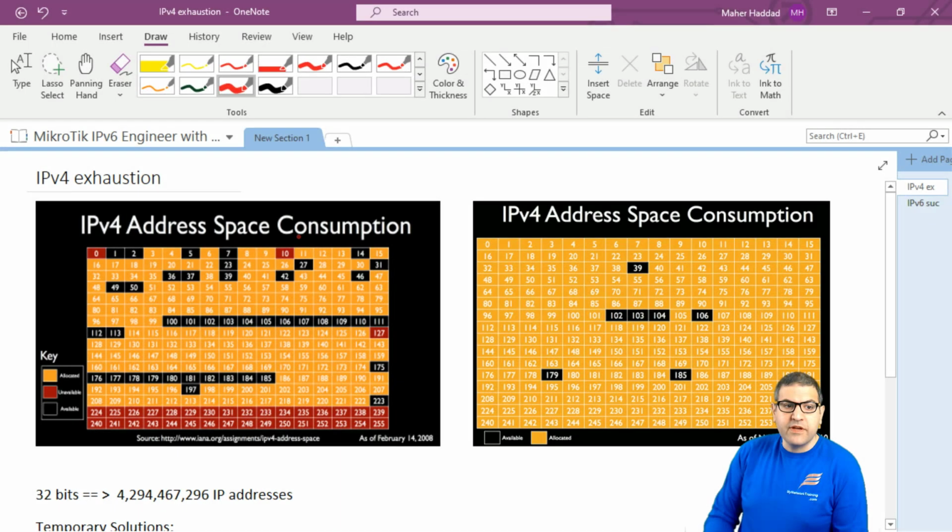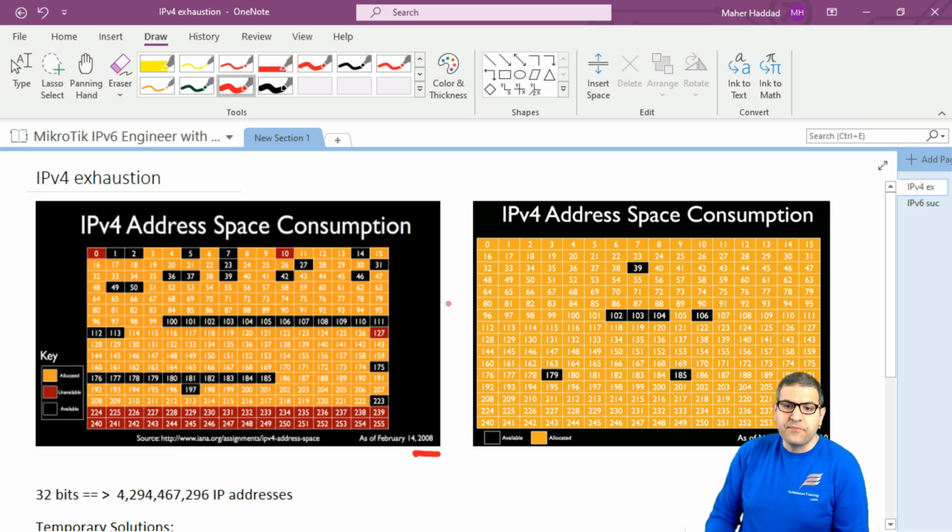So if we look here at the IP version 4 address space consumption, it is in 2008. So this is what IP version 4 is, this whole picture. And you can see that it was not fully used. The ones which have the yellow color are being allocated, that means they are being used. The ones which are available are the black ones. And the unavailable ones are the red. So you see that in 2008, we were still having a lot of IP addresses to be able to provide on IP version 4.